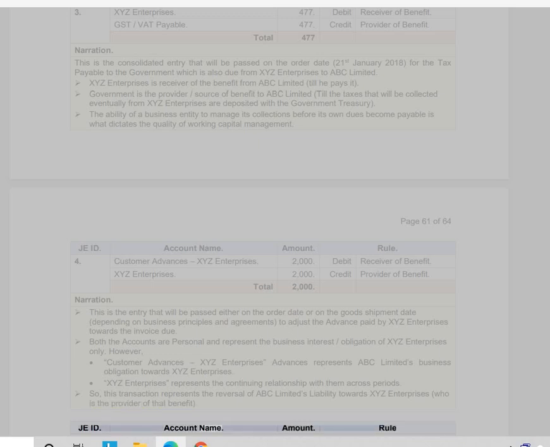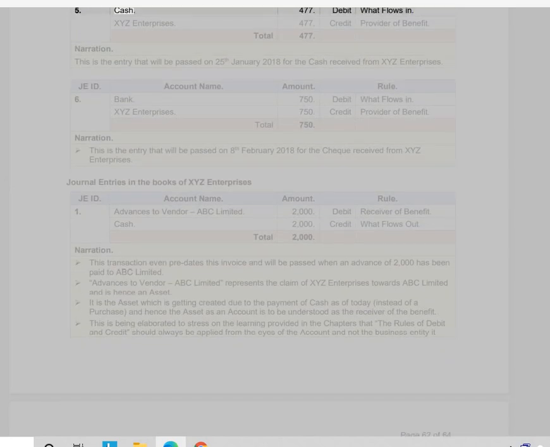JEID, account name, amount, rule. 5. Cash, 477, debit, what flows in. XYZ Enterprises, 477, credit, provider of benefit. Total 477. Narration: This is the entry that will be passed on January 25, 2018 for the cash received from XYZ Enterprises.